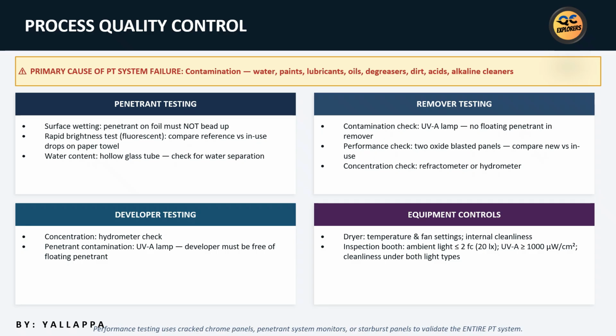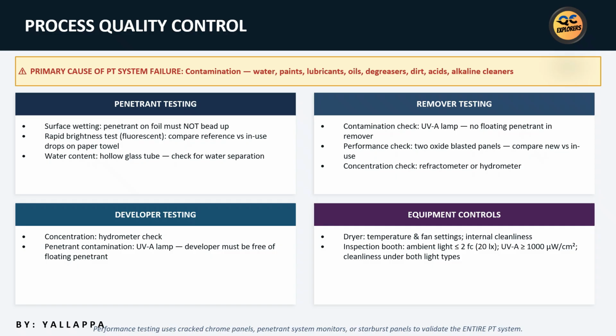Now let's look at penetrant testing controls. The penetrant should spread smoothly across the surface. If the penetrant starts beading up, contamination may exist. Fluorescent penetrant brightness can also be checked by comparing reference samples with in-use samples. Water contamination may also be checked using separation methods inside glass tubes.